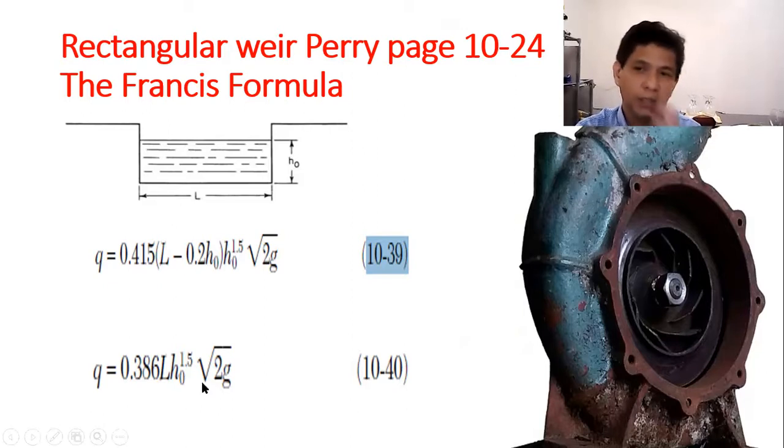It's the same story in English units. This will be feet raised to 2.5, and this is feet per second squared, so you have feet to the 0.5. That will be cubic feet per second, if you use purely English units, feet and feet per second squared for g. So this is the Francis formula for the weir.